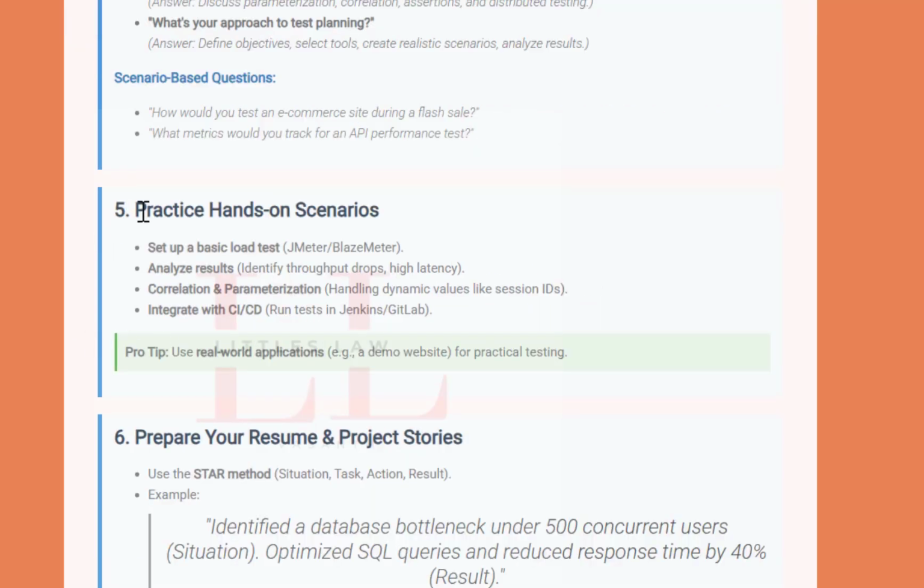Talking about the section where you practice hands-on scenarios: to truly impress in interviews and on the job as well, it's very vital to practice real performance testing scenarios. Here, let me give you a few tips on how to do it. Start by setting up a basic load test using tools like JMeter or BlazeMeter. For instance, you might simulate multiple users accessing a sample web application. You can launch the test and monitor how the system responds.